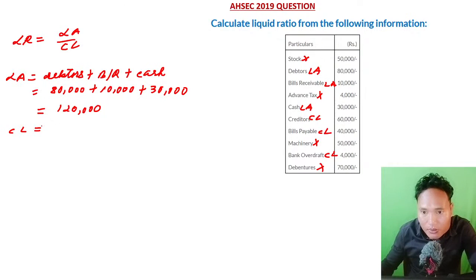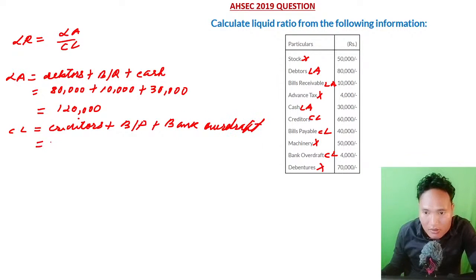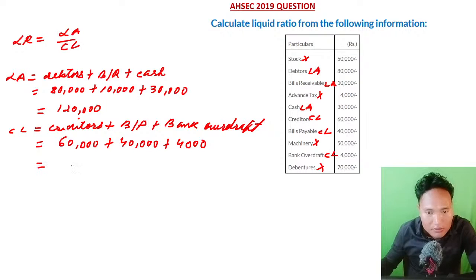We have now current liabilities. Current liabilities is equal to creditors plus bills payable plus bank overdraft. Put the value of creditors, that is 60,000, bills payable 40,000, and at last bank overdraft we have 4,000. So we get a value of 1,04,000. We know that liquid ratio is equal to liquid asset by current liabilities.